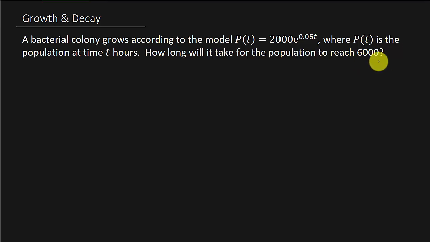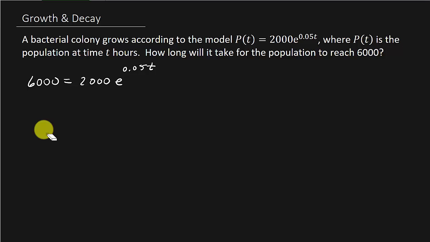All right. So in other words, we want to know, when does our function here, 2000 e to the 0.05 t, equal the 6,000? What do we have to plug in for t? That's what we're looking for. So we have to solve this thing for t.